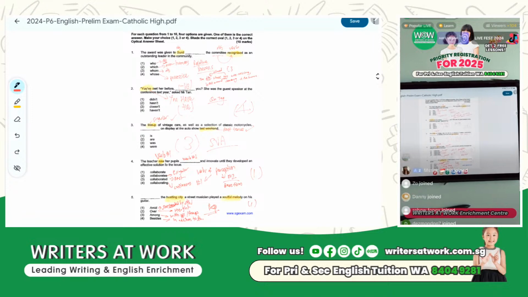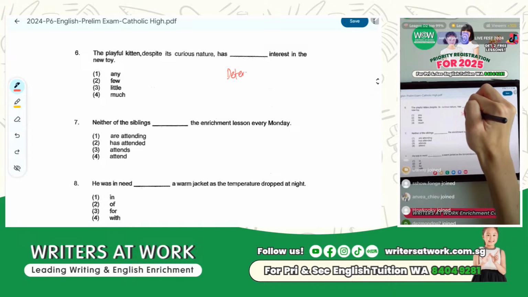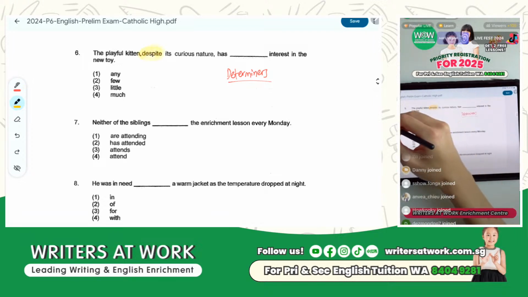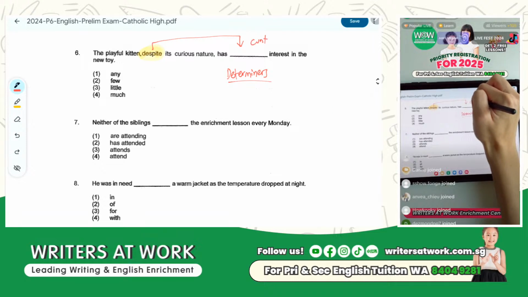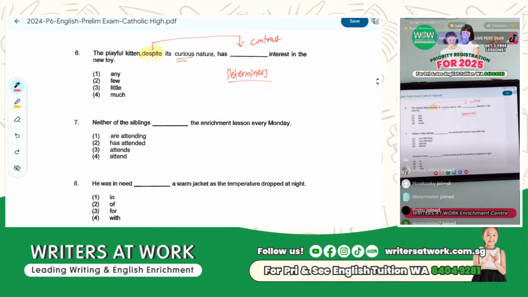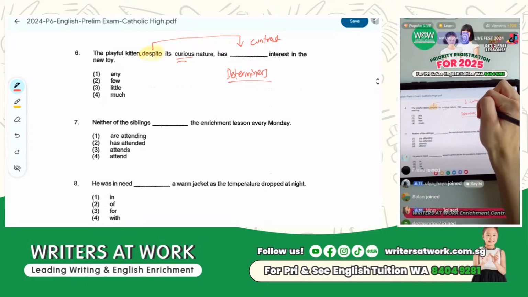Alright, moving on, let's take a look at our next 5 questions of grammar. Okay, so the first question, question 6 here. The playful kitten, despite its curious nature, has dash interest in a new toy. So over here, we're interested in determinants. The first thing we observe is despite, which shows a kind of contrast to the blank. Therefore, because when someone is curious, it means that you probably will have a lot of interest in stuff. But despite means that probably the kitten didn't have any interest. Okay, so over here, it will be of a low quantity.